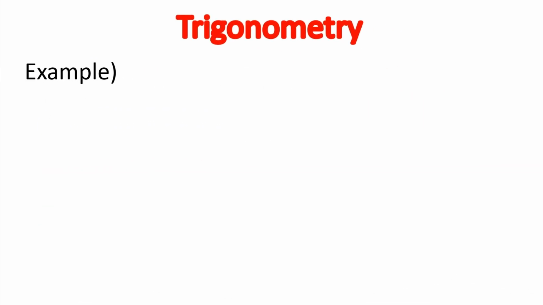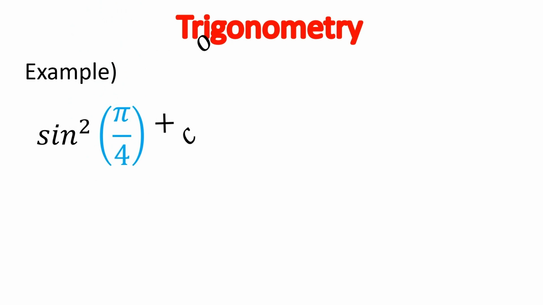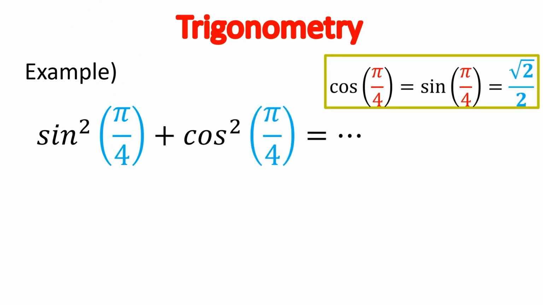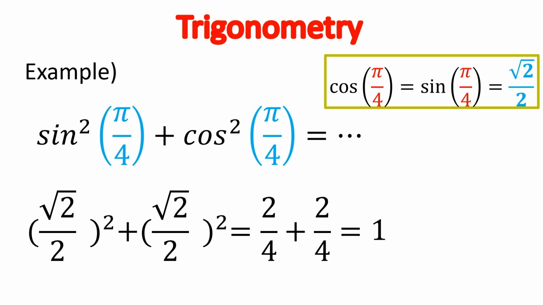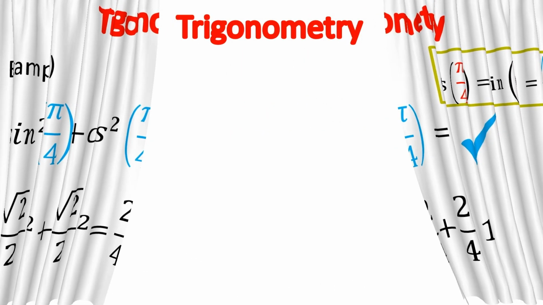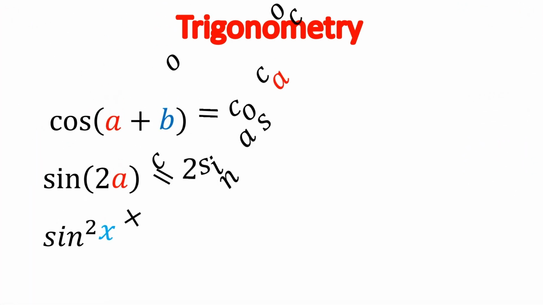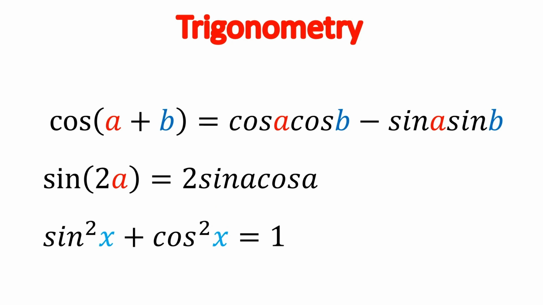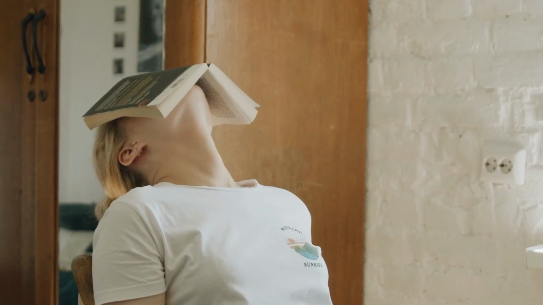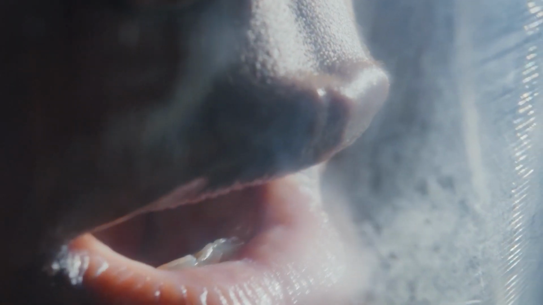The last example pertains to the last equation. Sinus squared pi over 4 plus cosinus squared pi over 4 is. Let's substitute cosinus and sinus of pi over 4 into the equation. We arrive at 1. So we can say sinus squared plus cosinus squared equals 1. That's it. I have presented you with the important concepts needed to solve today's question once again. Okay, let's take a breath. Let's dive into solving today's question.